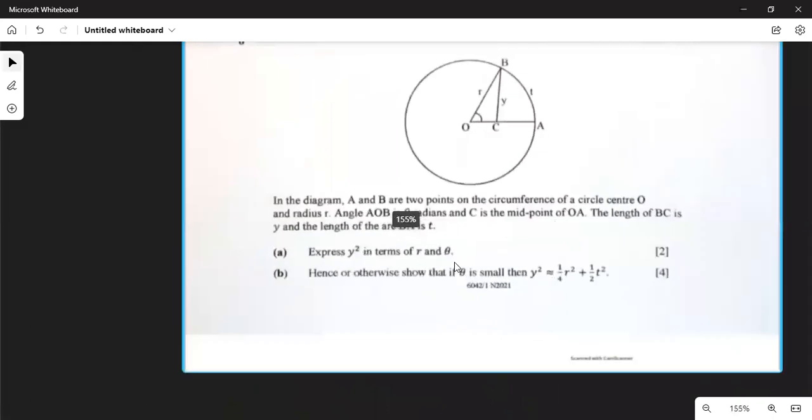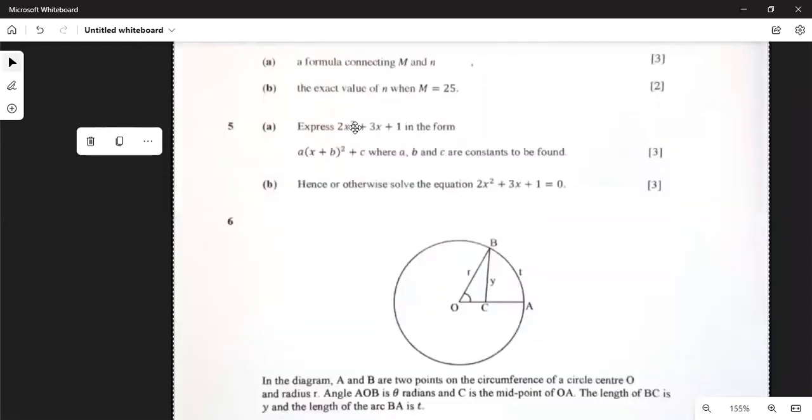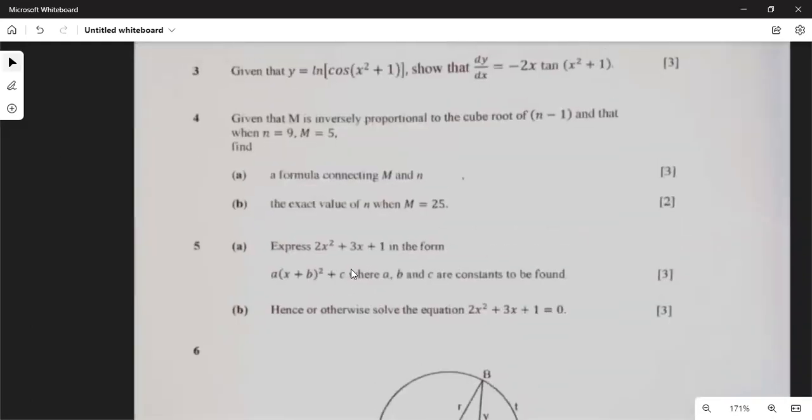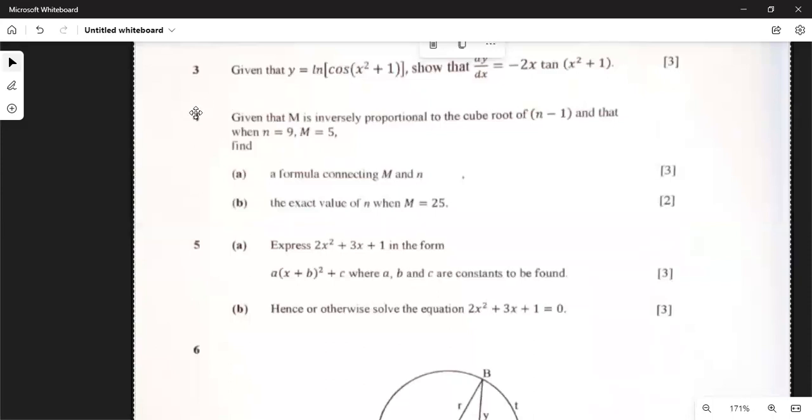Okay, on number 4 now, where we are given, this is just variation, guys. As you can see, this is variation. Given that M is inversely proportional. Inverse means we've got something like this. M varies inversely, so it's going to be like this.